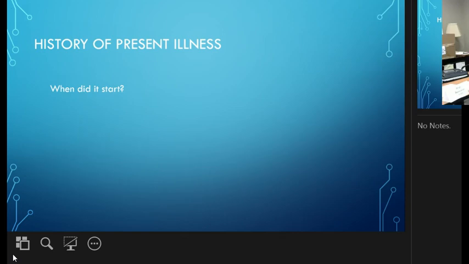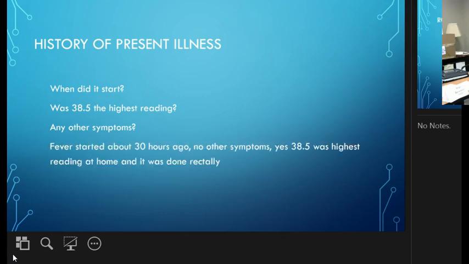So when did this start? Was 38.5 the highest reading? Any other symptoms? Usually you will ask an open-ended question about what other symptoms they may have along with the fever before I go into my own rattling off appropriate review of system questions. And the parents report the fever started about 30 hours ago for Caleb. He has no other symptoms, and yes, the 38.5 was the highest reading at home, and they did take it rectally.